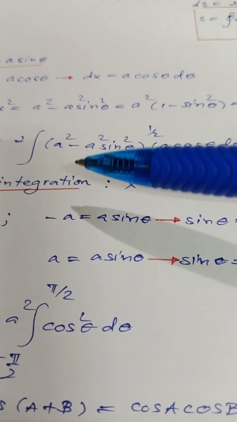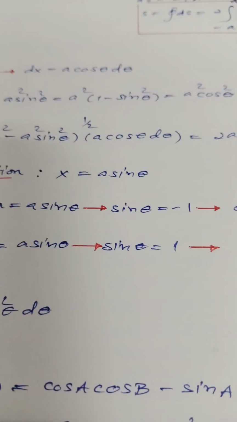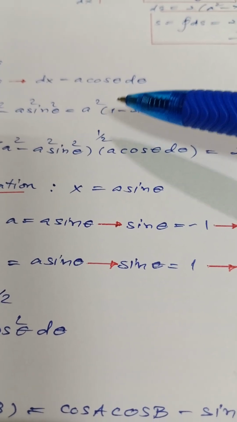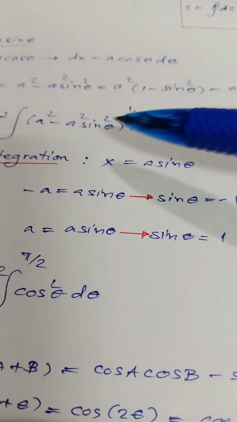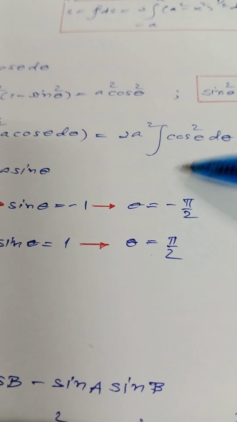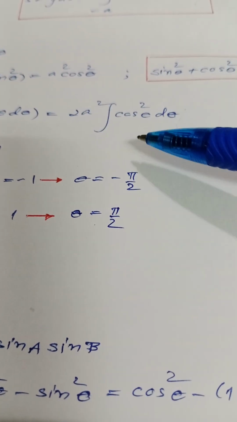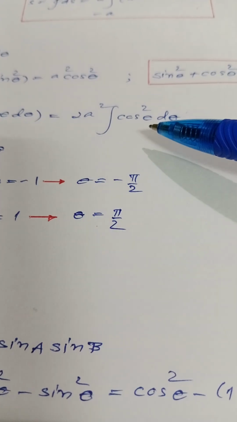Then the term a squared minus a squared sine squared theta to the power 1.5, you end up with... this is your dx, right? dx equal to, in the term of d theta, a cosine theta d theta. And a squared minus a squared sine squared theta to the 1.5, you end up with cosine squared theta d theta. Now, you're looking for integration of cosine squared theta d theta. You make another move.